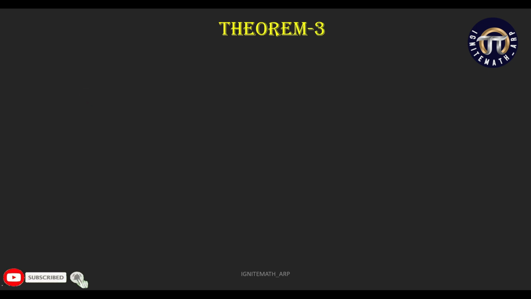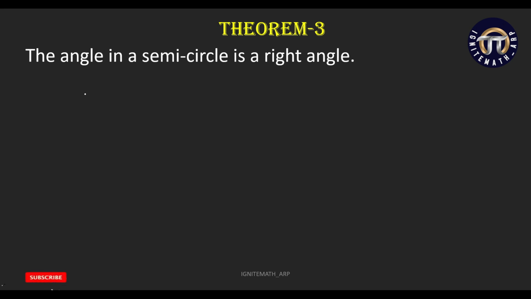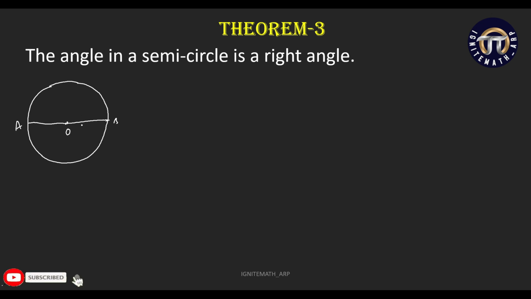Theorem number 3 says that the angle in a semicircle is a right angle. So you know what is the meaning of semicircle. Semicircle is nothing but part of a circle divided by a diameter. Clear, children? Whenever a diameter is drawn, the diameter divides the circle into two equal parts and each of them is called a semicircle. Now this is nothing but the diameter. Clear? This is the center of the circle. AB is the diameter of the circle.